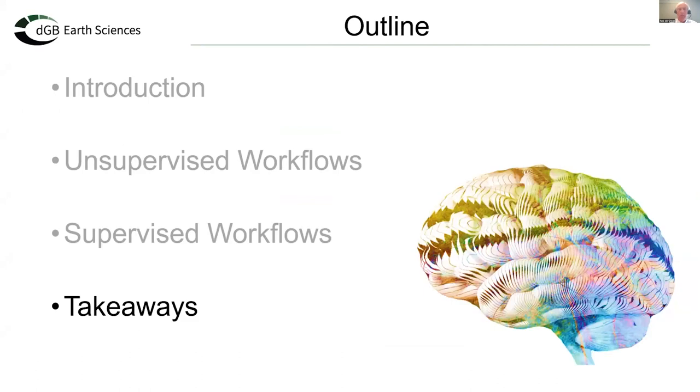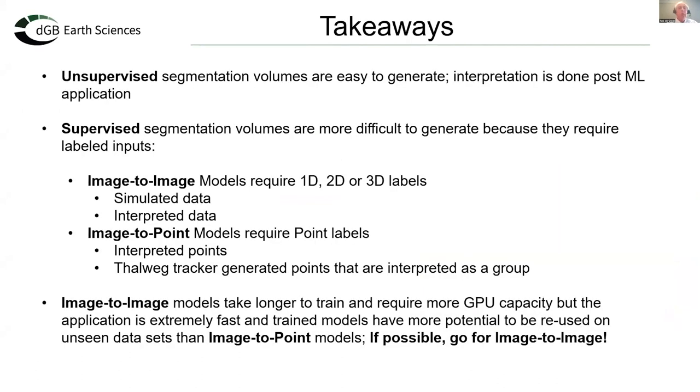Now, what are the takeaways of this particular talk? We've seen unsupervised and supervised segmentations. Unsupervised segmentation is really very easy. The workflows are extremely easy and you get a result almost immediately. The problem is that you just get nice colors and nice patterns, but you still have to do the interpretation post-application. Supervised segmentation is more difficult to generate because you need labeled inputs.